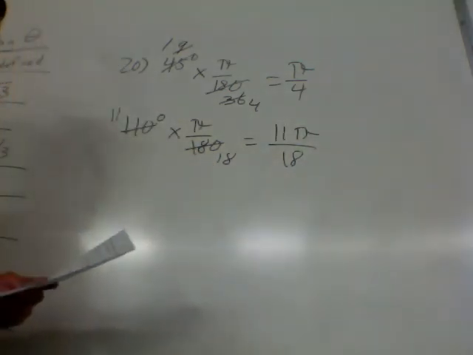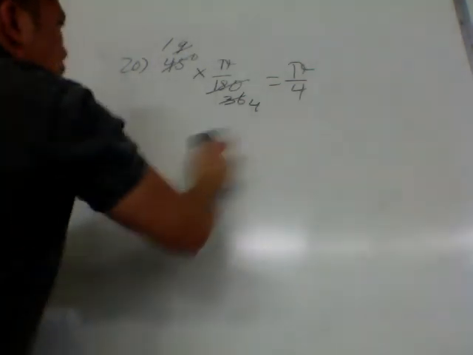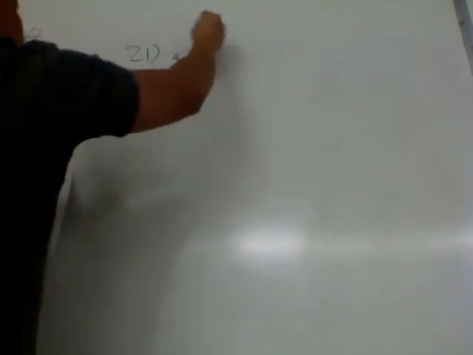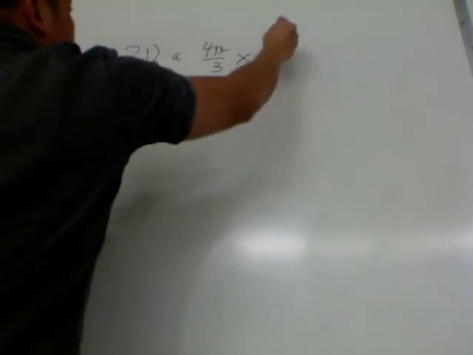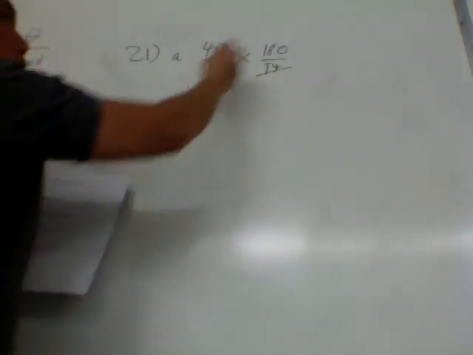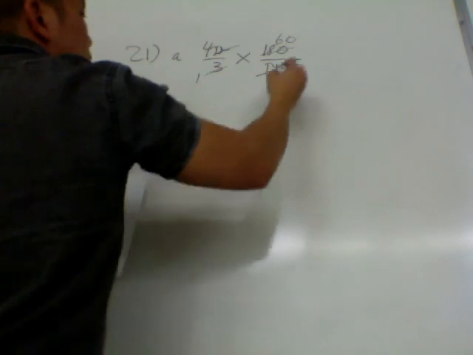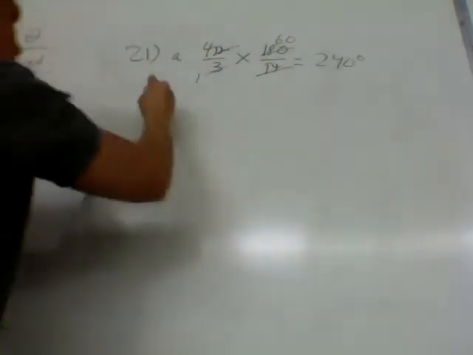Now, for 21, if I convert from radians to degrees, I multiply by 180 over pi. I see the pi's cancel. And I know 3 goes into 180 60 times. So 60 times 4 is 240 degrees.